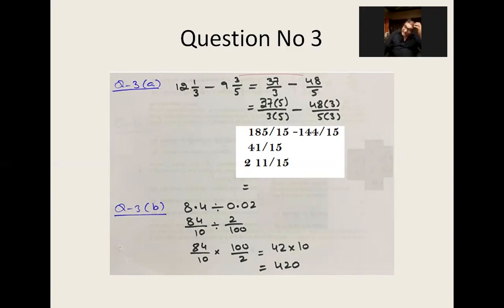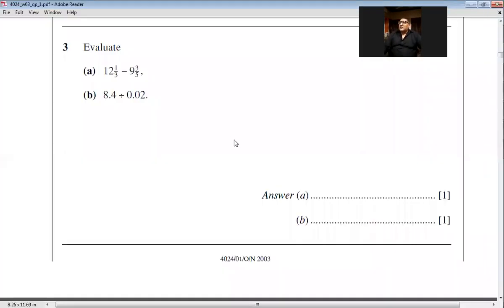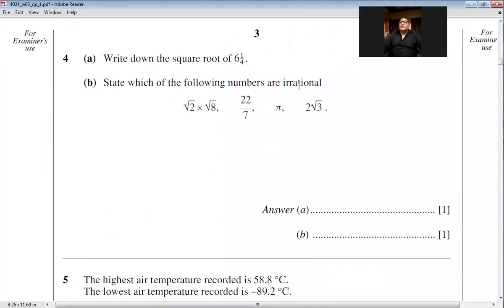So that's the question number 3B part. Hopefully you have understood. Now let's move to the next part. And the next part is question number 4 on your screen. In question number 4, there are 2 questions.